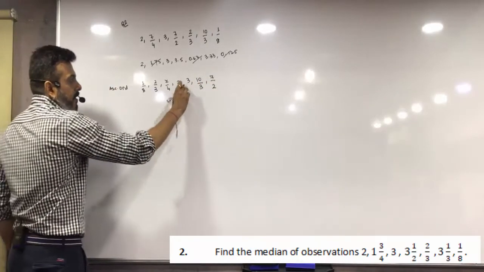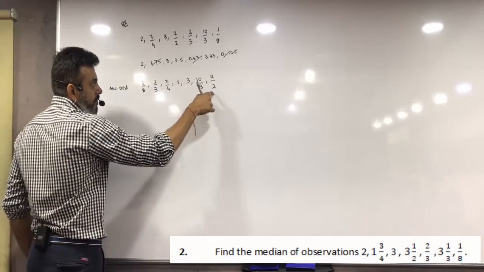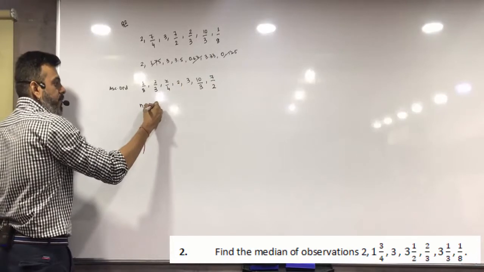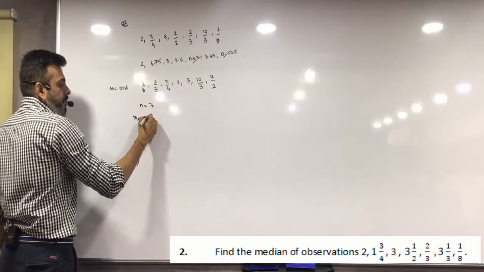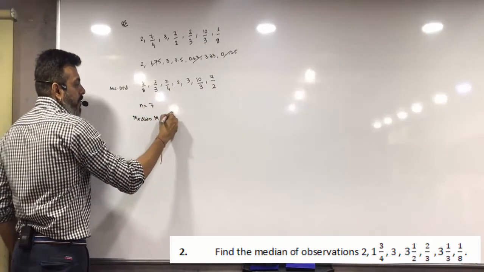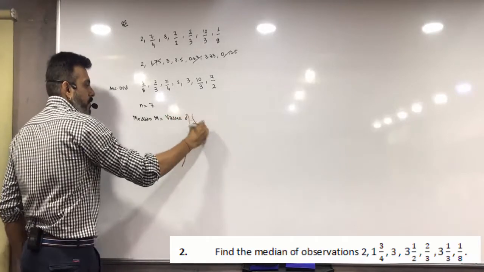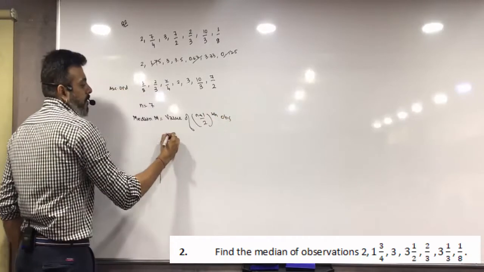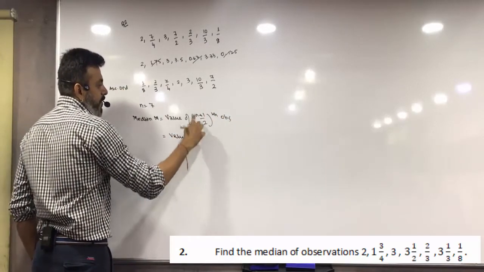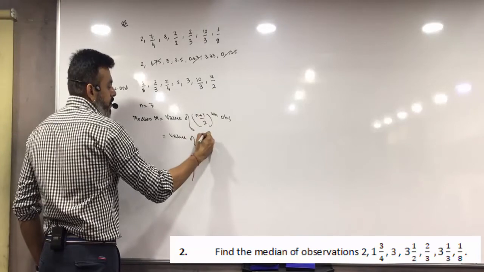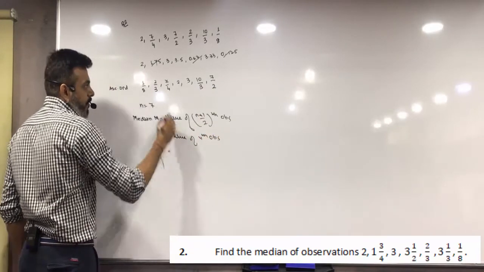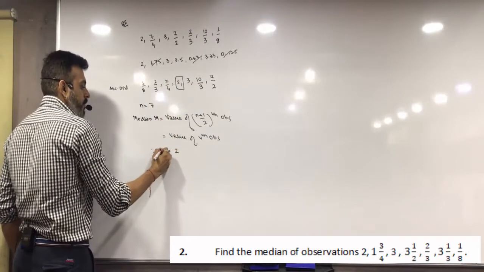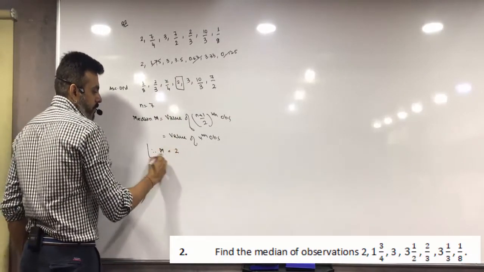This is ready? Now 1, 2, 3, 4, 5, 6, 7. So n is equal to 7. So median M is equal to the value of the n plus 1 upon 2th observation, which is 7 plus 1, 8 divided by 2, the 4th observation. Which is the 4th observation? 1, 2, 3 and 4. Therefore, median is equal to 2.